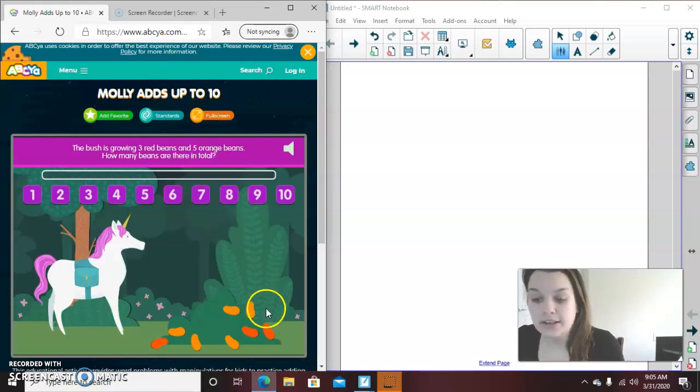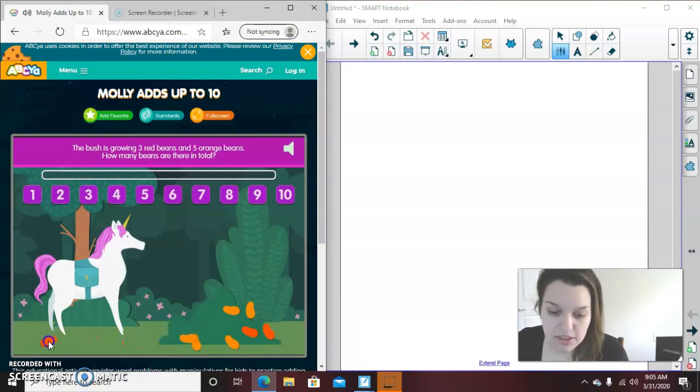Okay, so it says the bush is growing 3 red beans and 5 orange beans. How many are there in total? So all together. Now this picture just looks like a mess to me, so I want to organize it. I'm going to sort them into my red, since we talked about the red ones first. I'm going to put my red ones all over here. So 1, 2, 3, that's all my red. And then I'm going to line up my orange ones over here.